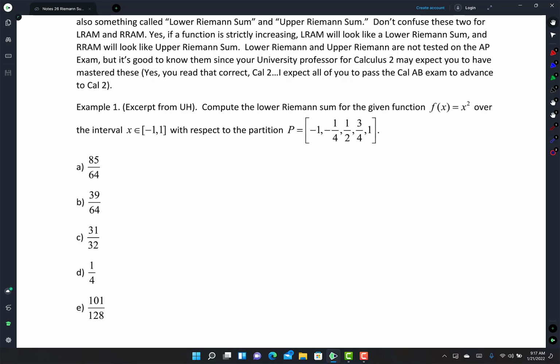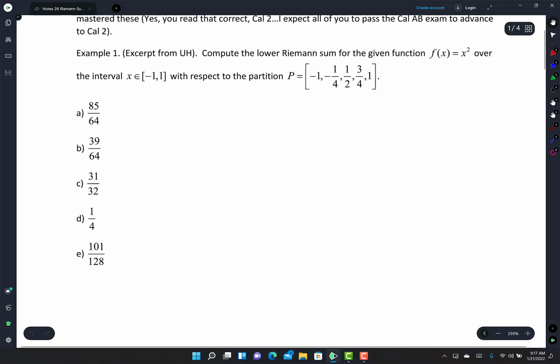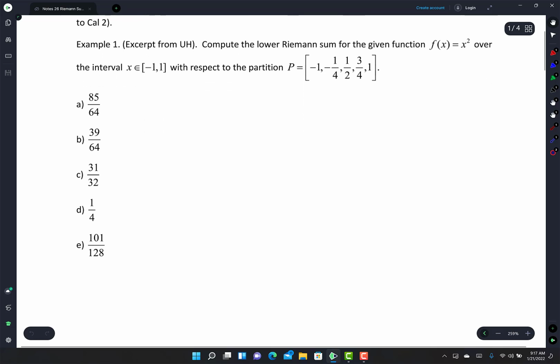And if you have an increasing function, the lower Riemann sum will look like a left RAM, like an LRAM, but it's not. A lower Riemann sum means you pick the lowest point on the curve. So we're going to do it. You're going to see right now. So this is an excerpt from UH, and it says, compute the lower Riemann sum, underline the word lower, because it's not left, it's lower.